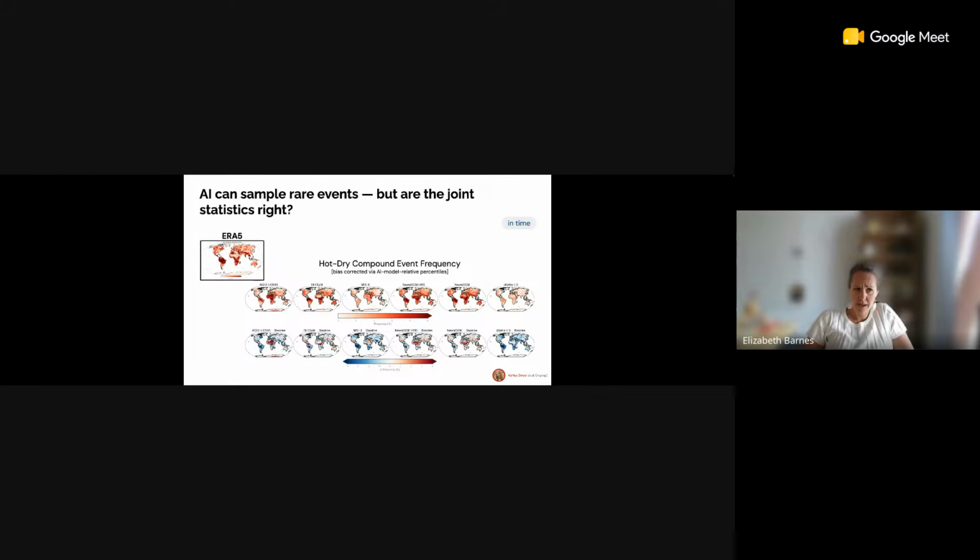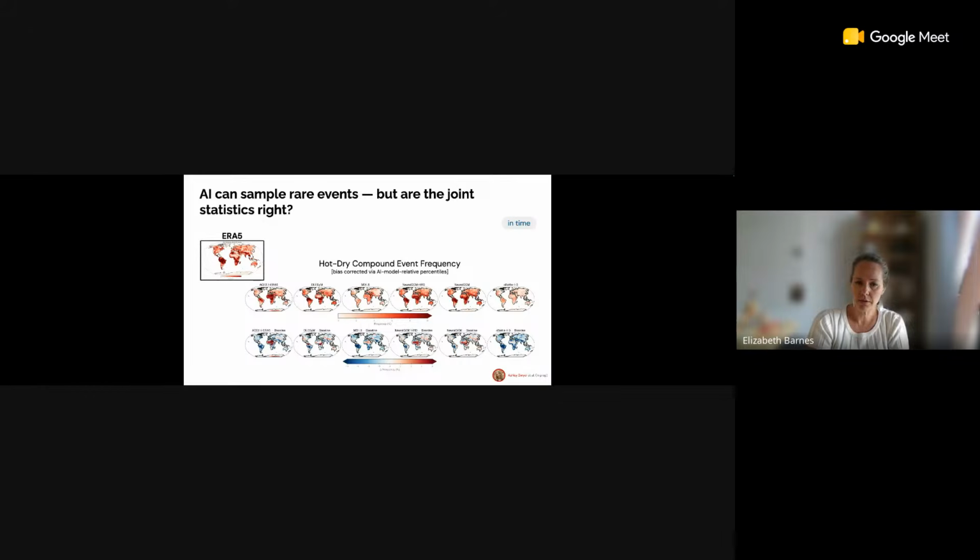So we've shown these AI models can sample rare events, but how about their joint statistics? When we look at their joint statistics in time, we call these compound events. These are hot and dry events that occur concurrently. On the upper left is ERA5, or what we're going to call our ground truth. This is the frequency of having these particular hot and dry compound events over the last few decades.